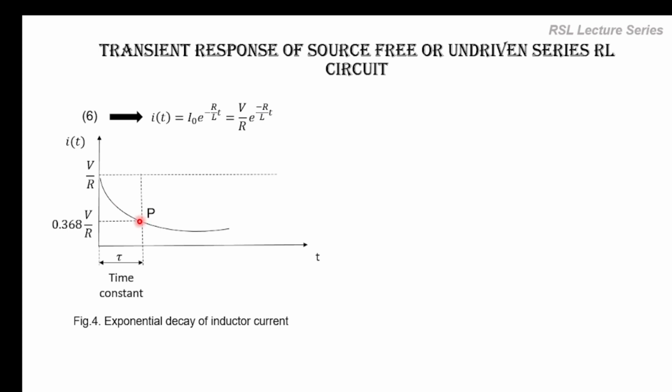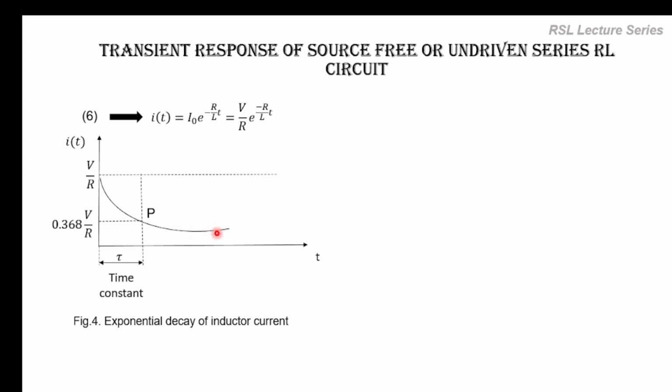At one particular point called P, we substitute t is equal to L by R. t is equal to L by R is defined as the time constant. If we substitute L by R, the R by L and L by R will get cancelled. We'll get V by R into e power minus 1. e power minus 1 is 0.368, so we get 0.368 into V by R. This is defined as the time constant for the RL decay transient.